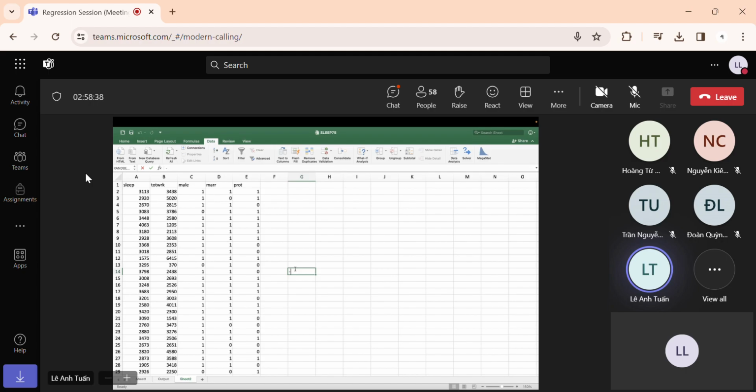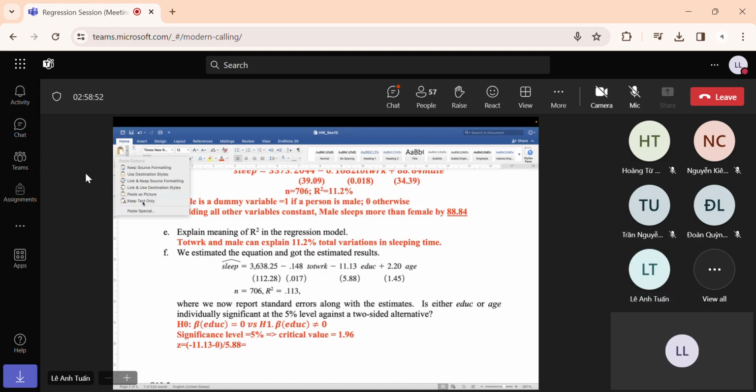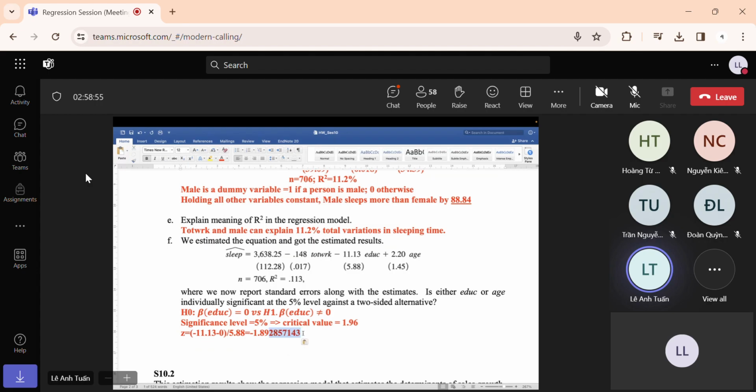Let me see. So this is the result we have here. At the 5% significance level, the absolute value of z is smaller than the critical value. So this leads to failing to reject the null hypothesis.